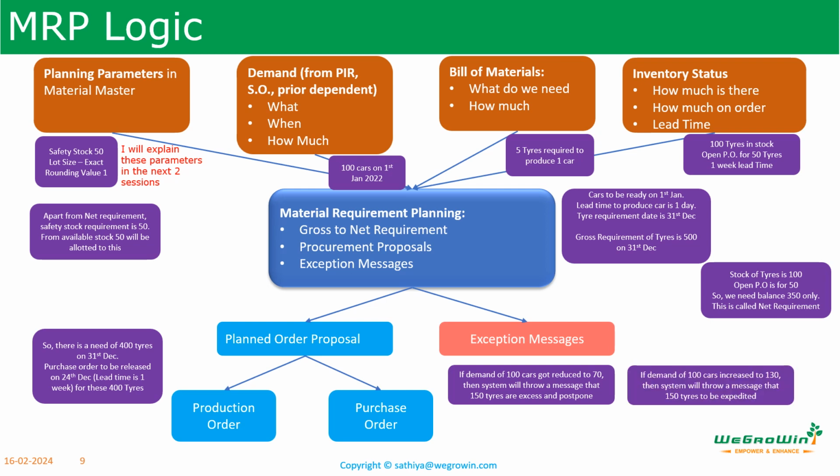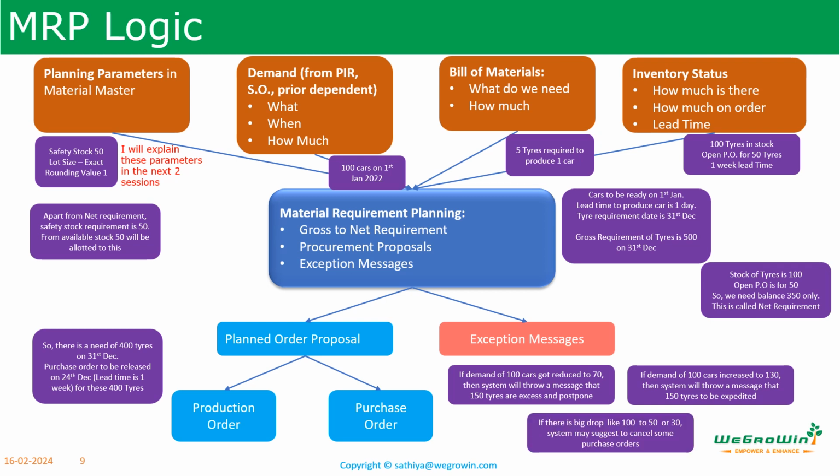Similarly, in case the order is increased to 130, we need an additional 150 tires. So the system will either create an additional requirement, or if there is a purchase order already, the system will say get it in advance. Please bring it immediately. That's what the system will say.